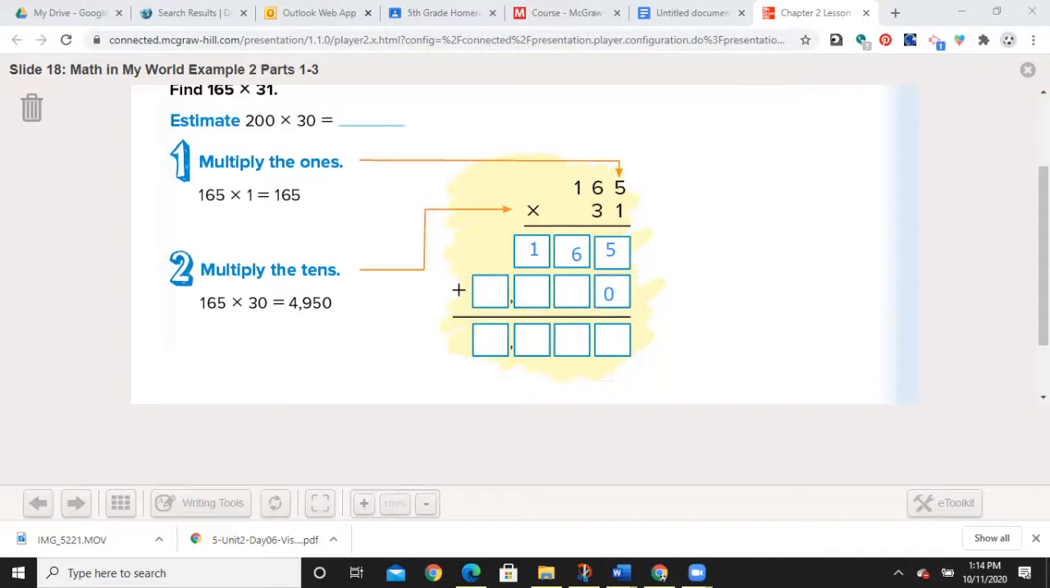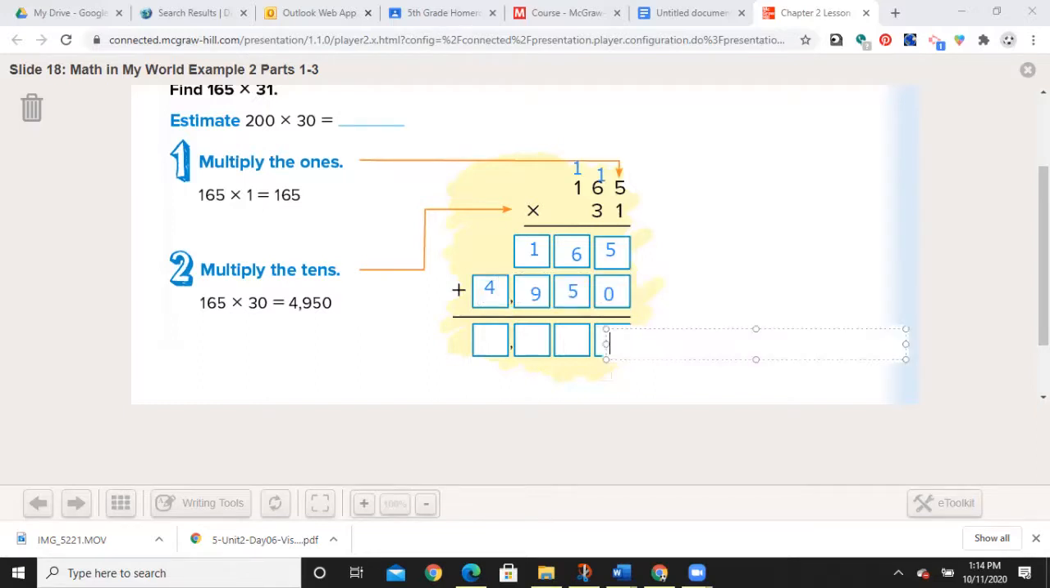So I'm going to put my 0 there to represent the times 10. And now I'm doing 165 times 3. 5 times 3 is 15. So I'll put a 1 up here. Now 3 times 6 is 18, plus 1 is 19. Put a 1 over here. 3 times 1 is 3, plus 1 is 4.